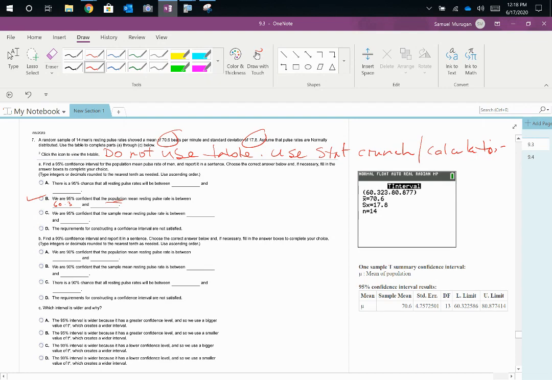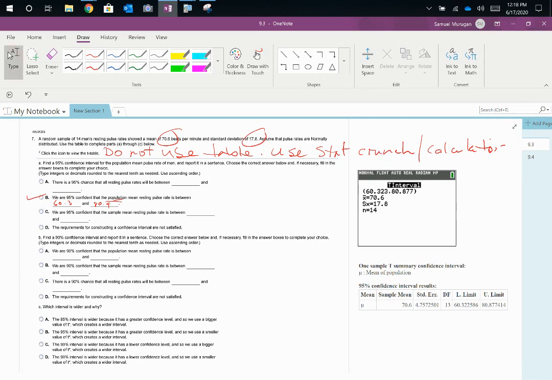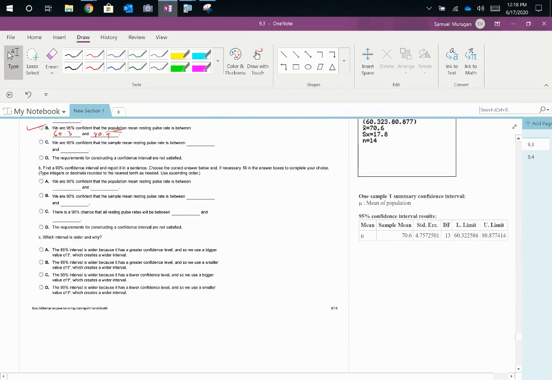60.3 to 80.9. 60.3 to 80.9. Now, the problem continues. Find a 90% confidence interval. Instead of 95% confidence interval, find a 90% confidence interval for the same data.